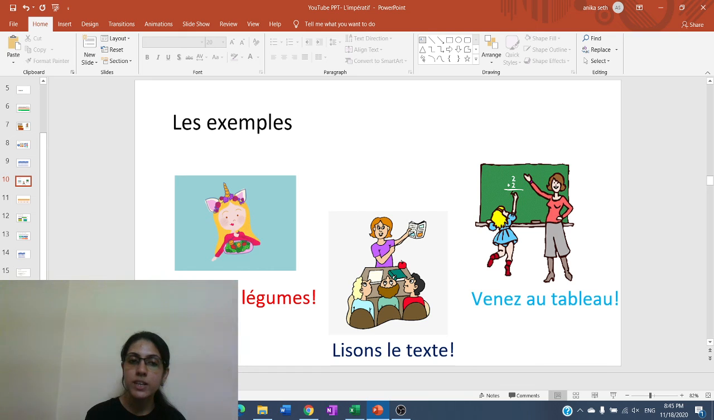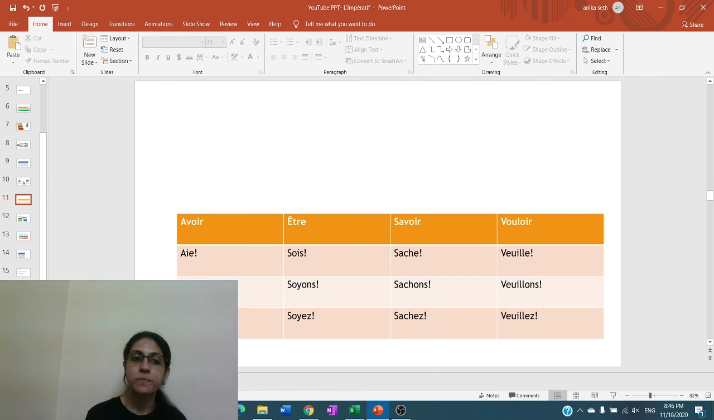Then first is mange des légumes. Verb is conjugated in the tu form. Eat some vegetables, mange des légumes, S is dropped. So conjugation of verb manger becomes mange, mange des légumes. Then is lisons le texte. So lisons, let's read the text, in the nous form. And last one, venez au tableau, come to the board, in the vous form. Then we saw some irregular verbs, that is avoir, être, savoir, vouloir, which do not follow the same pattern of the present tense conjugation because these conjugations are different.